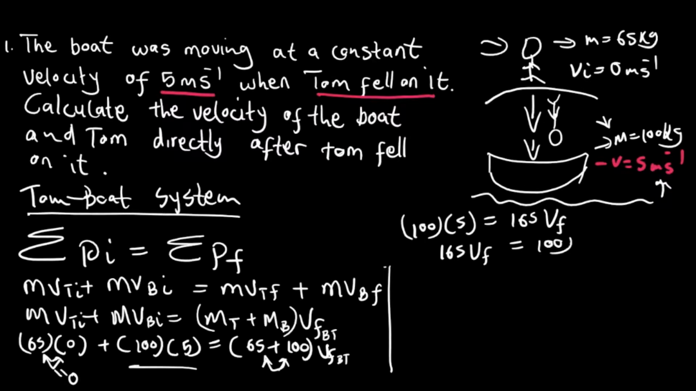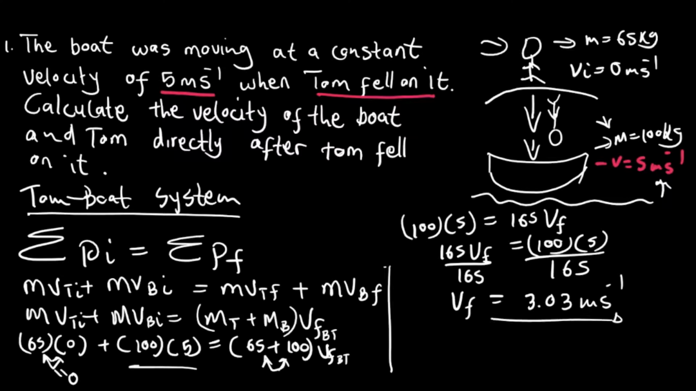100 multiplied by 5, which is 500. Then we divide by 165, and then the V final is going to give you 3.03 meters per second. So this is going to be the velocity of the system combined just after the collision, or after Tom has landed on the system, the Tom and boat system.